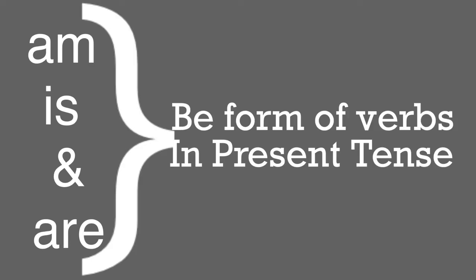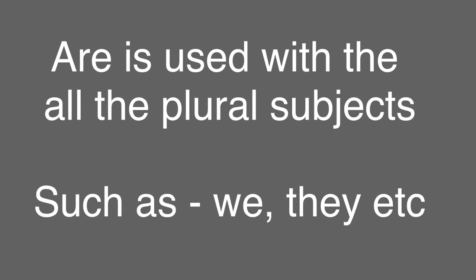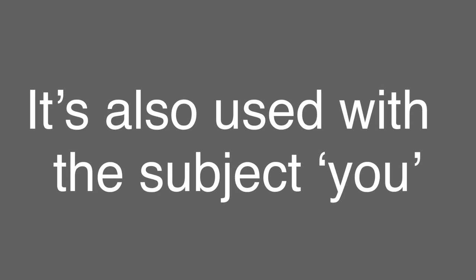Please note, the be form of verb in the present tense are am, is, and are. Am is used with the subject I. Is is used with the singular subjects in the third person, such as he, she, it, etc. Are is used with all the plural subjects, such as we, they, etc. And it's also used with the subject you.